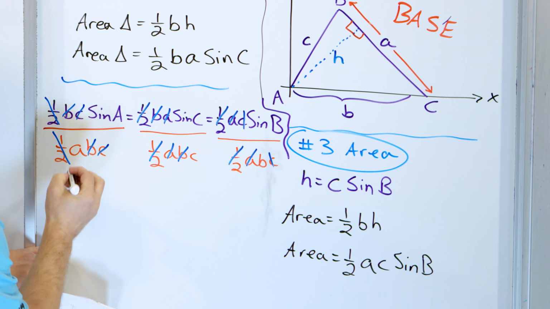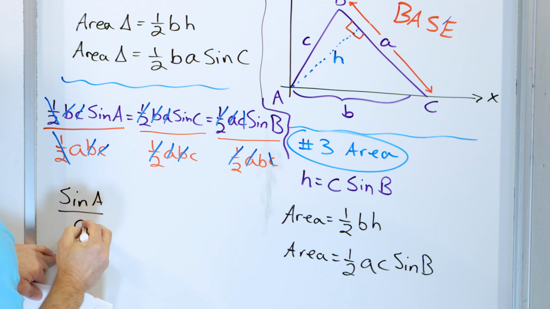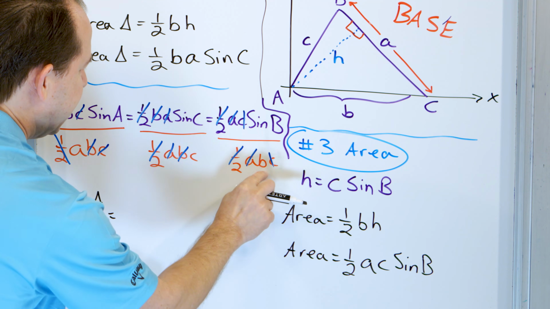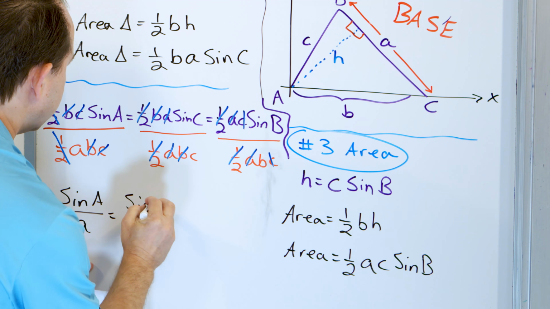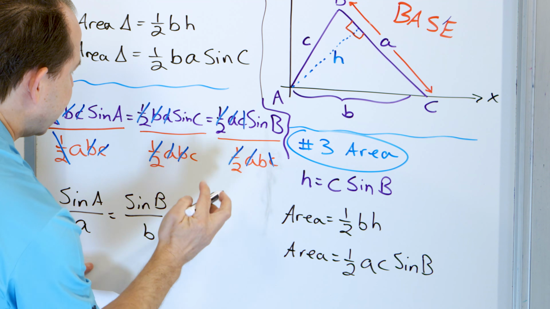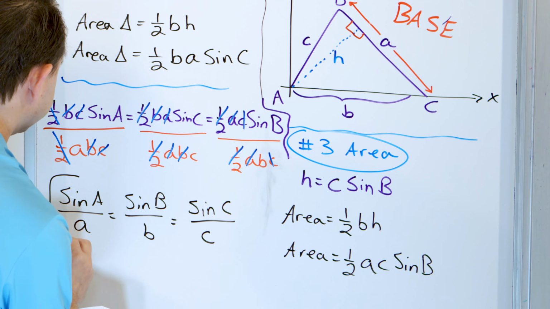The only thing left is sine of A, angle A, over lowercase a. And then we have sine of B over B, and we have sine C over C. And this is the law of sines.